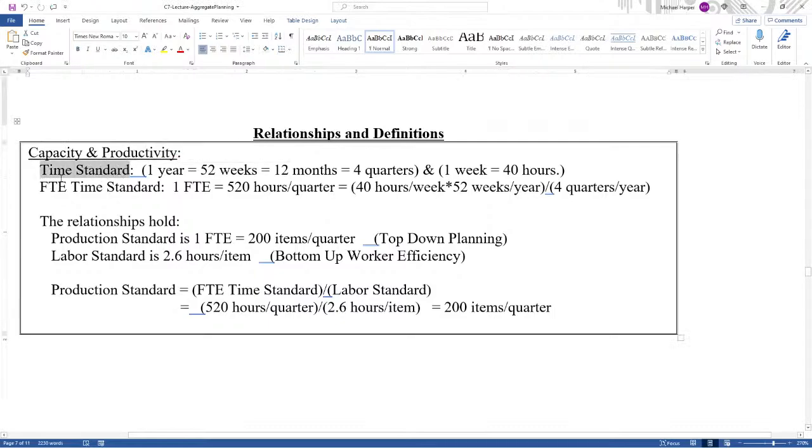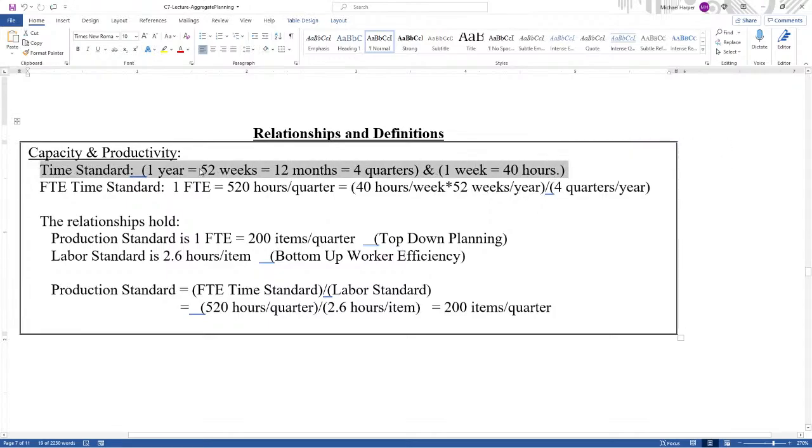I've used time standards, FTE time standard. Now this time standard: 1 year is 52 weeks, 12 months, 4 quarters, 1 week is 40 hours. This is a time standard I'm using in this development. Well, that's not always true for every organization. Some people base the year on 50 weeks because 2 weeks out of the year is vacation, so 2 weeks is not productive. Or some people don't use 12 months or 4 quarters, they use 3 quarters. A university, their fiscal year is 3 quarters. Sometimes they don't work a 40-hour work week, they'll work a 30-hour or a 50-hour work week. So there's different, but this is a time standard we're using in this development.